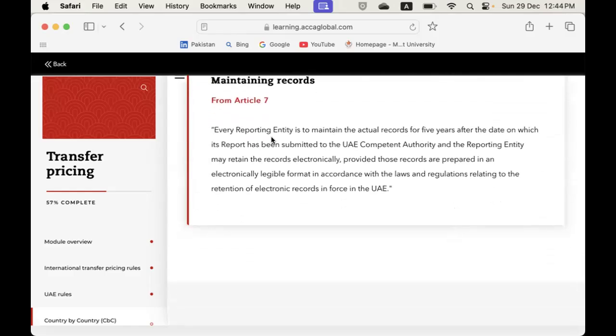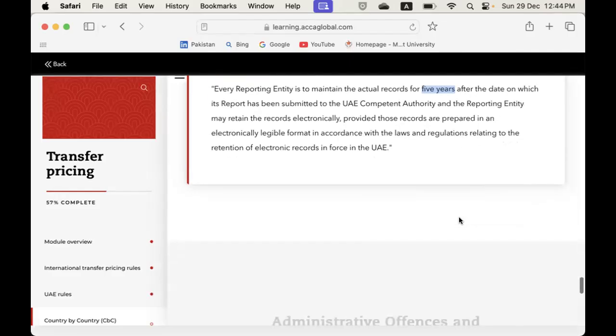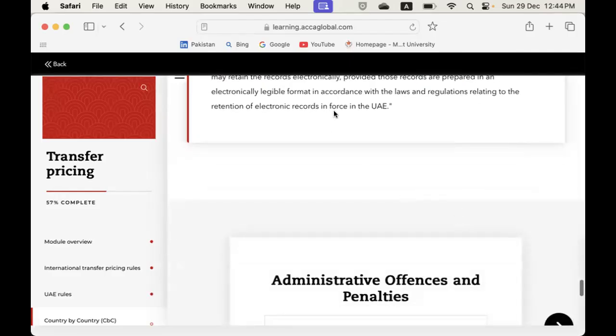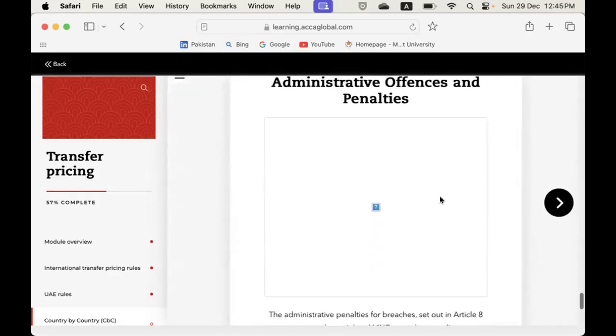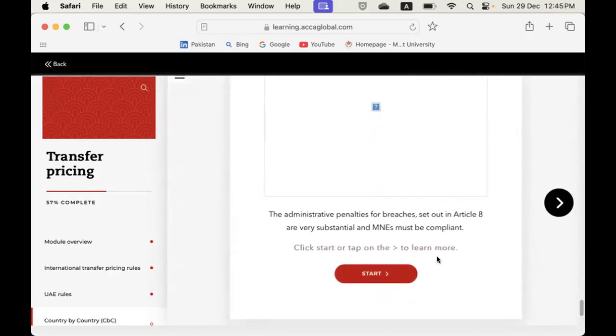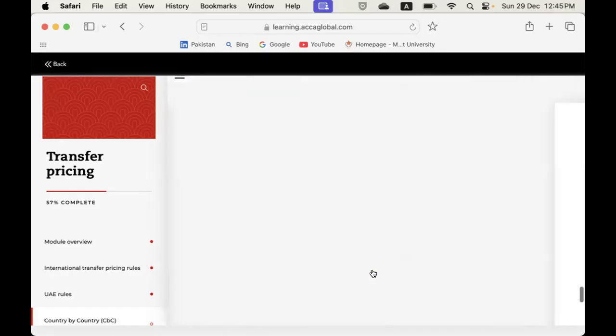Maintaining records. So, from Article 5, every reporting entity is to maintain the actual records for 5 years. Yeah, 5 years is the statute of limitation in the UAE. After the date on which its report has been submitted to the UAE competent authority, the reporting entity may retain the records electronically, provided these records are prepared in an electronically legible format in accordance with the laws and regulations relating to the retention of electronic records in force in the UAE. Nowadays, in all fairness, the entire record maintenance is digital. Hard copy days are over.